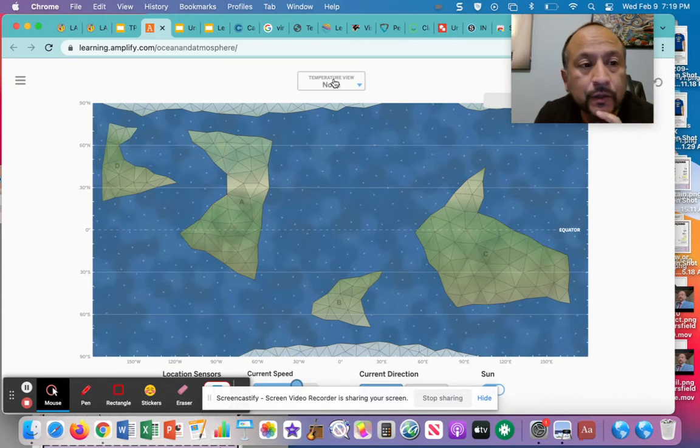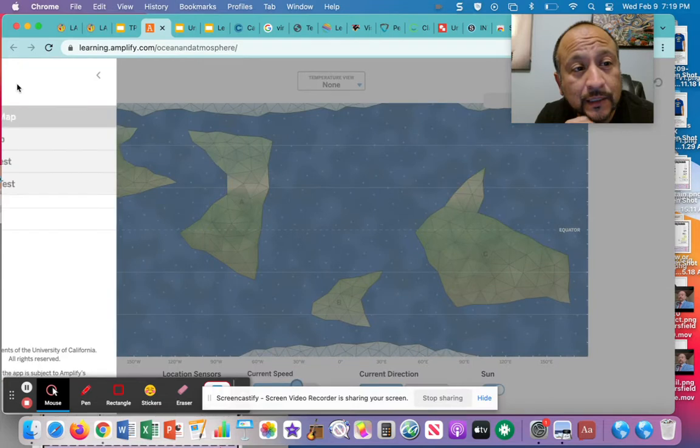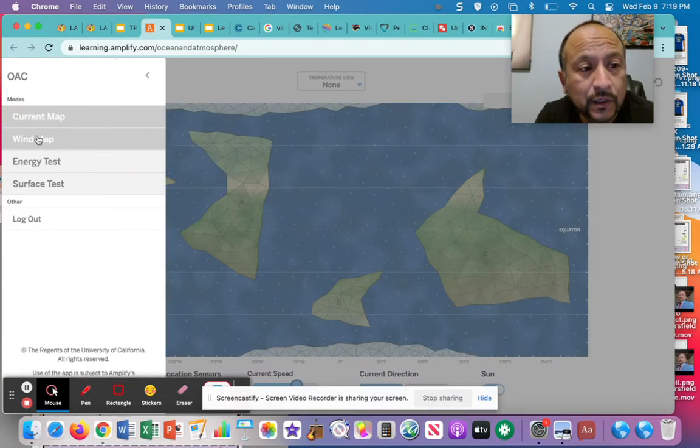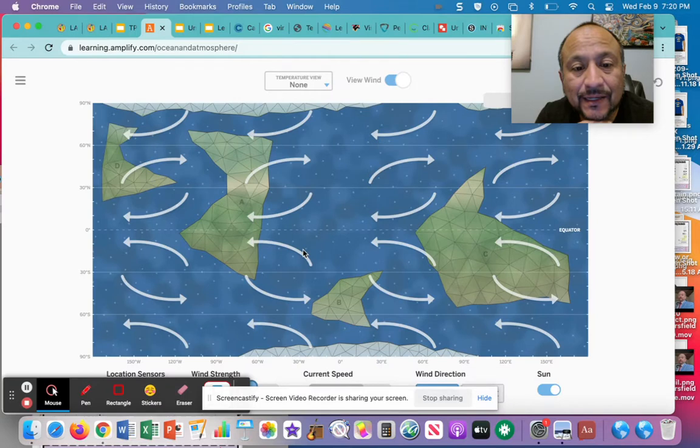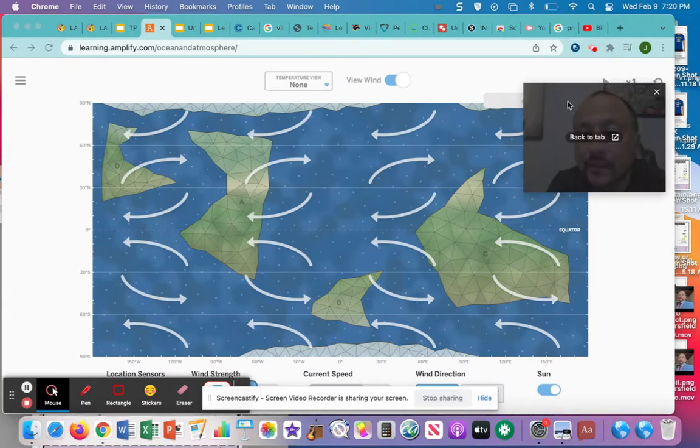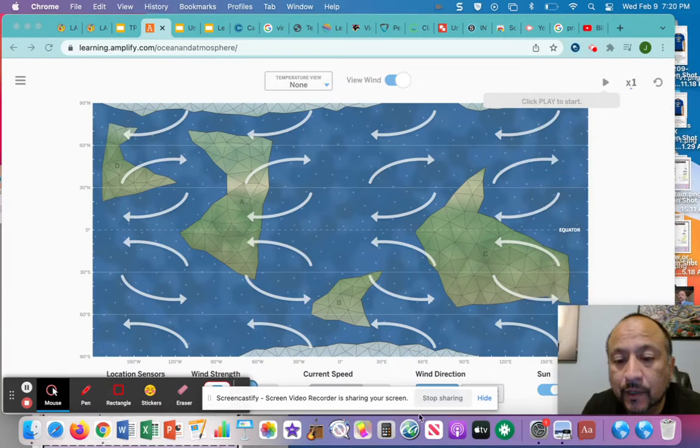But what we're going to do is head over here to our waffle or sandwich or hamburger or global navigation bar and click that. And we want to see a map of the wind. So we're going to click there, wind map, load wind map mode, yes. And then press our play button. We're not going to mess with the sun. We're going to have the sun out, the wind direction, the wind speed.